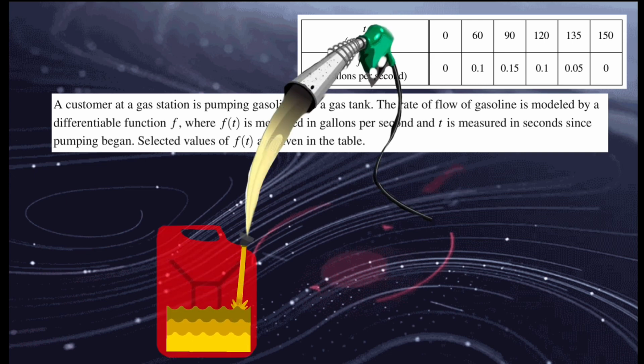The rate of flow of gasoline is modeled by a differentiable function f, where f of t is measured in gallons per second and t is measured in seconds since pumping began. Selected values of f of t are given in the table above.